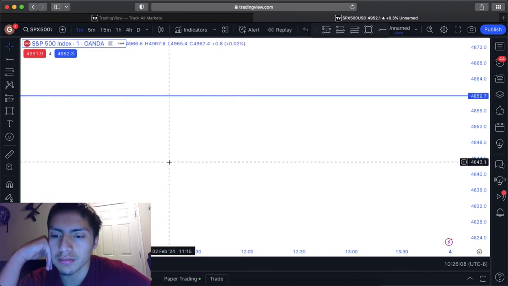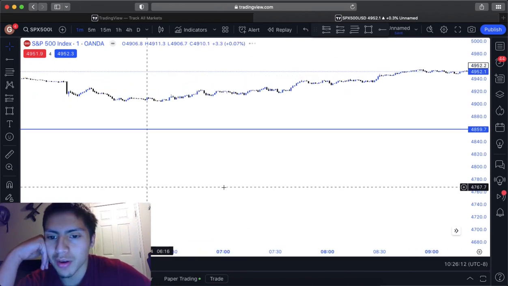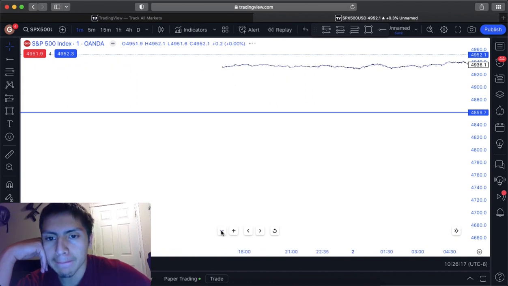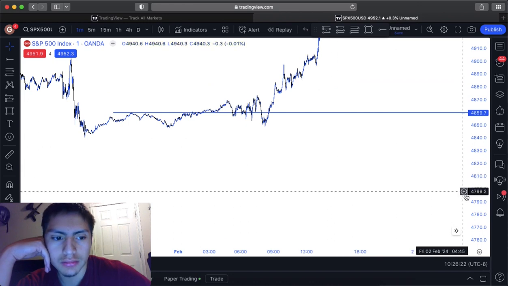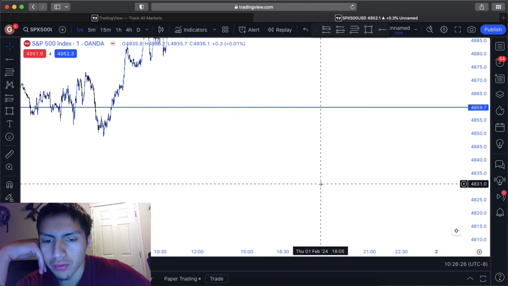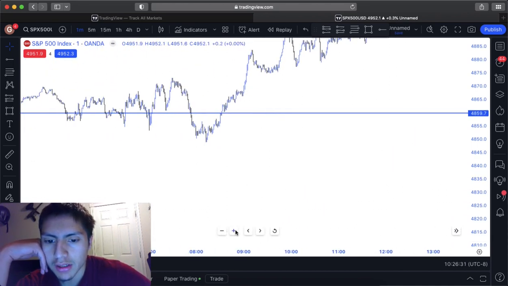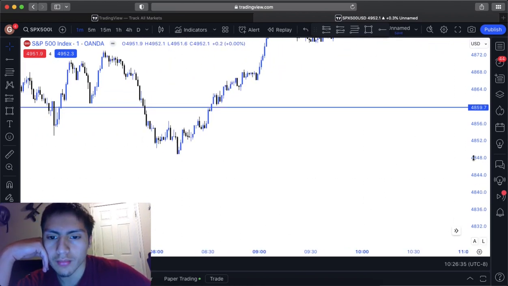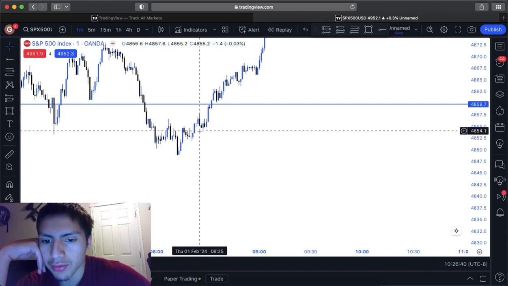Hop on the 1 minute. Then what do we look for? We're going to be looking for a 1 minute breaker structure with a fair value gap get formed, right? Okay, cool. Here we can see we have a 1 minute breaker structure. This fair value gap got formed, right?